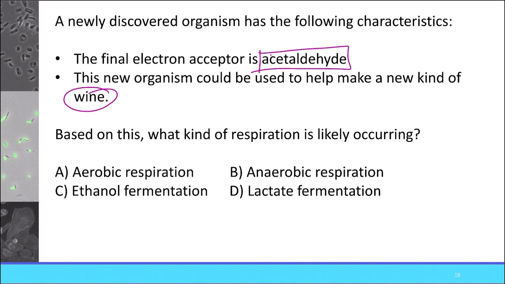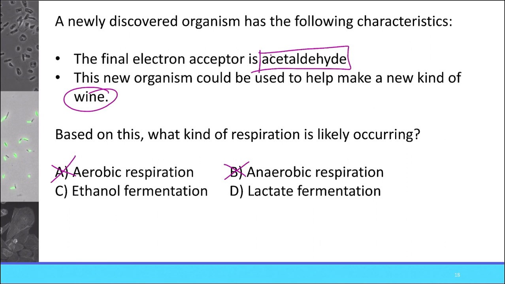In terms of what kind of cellular respiration, we can cross off A. We don't have aerobic respiration happening because our final electron acceptor is not oxygen. For B, anaerobic respiration, again, we don't have an inorganic electron acceptor, so we can cross that off. For D, lactate fermentation or lactic acid fermentation, well, wine is alcohol fermentation.